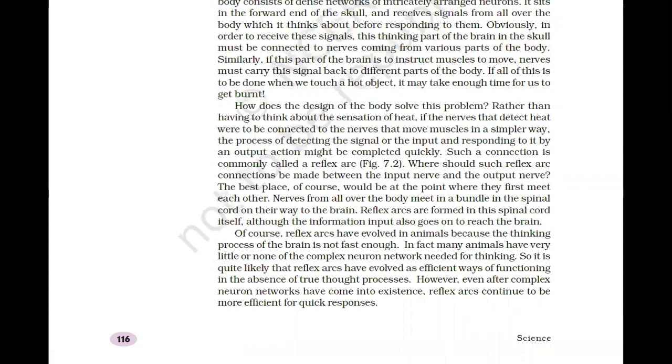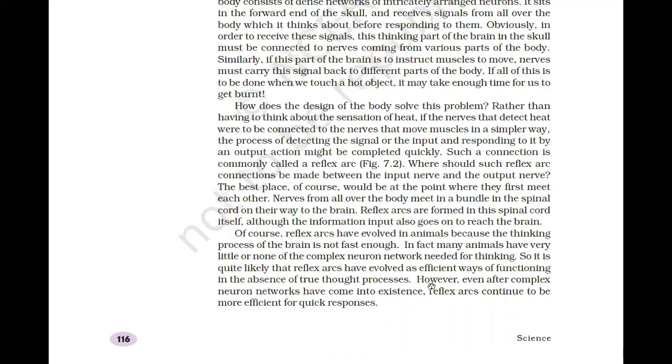Where should such reflex arc connections be made between the input nerve and the output nerve? The best place, of course, would be at the point where they first meet each other. Nerves from all over the body meet in a bundle in the spinal cord on their way to the brain. Reflex arcs are formed in this spinal cord itself, although the information input also goes on to reach the brain.